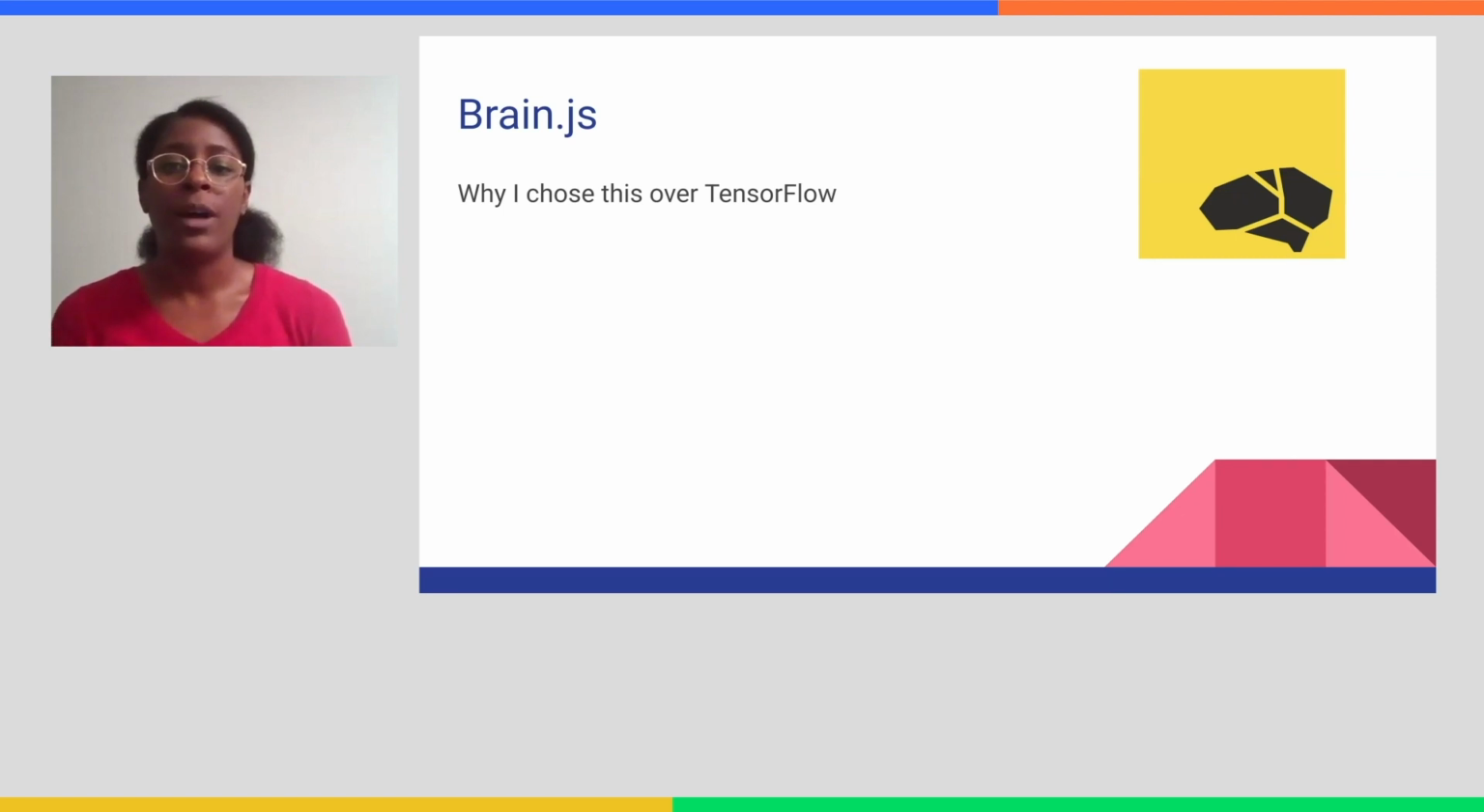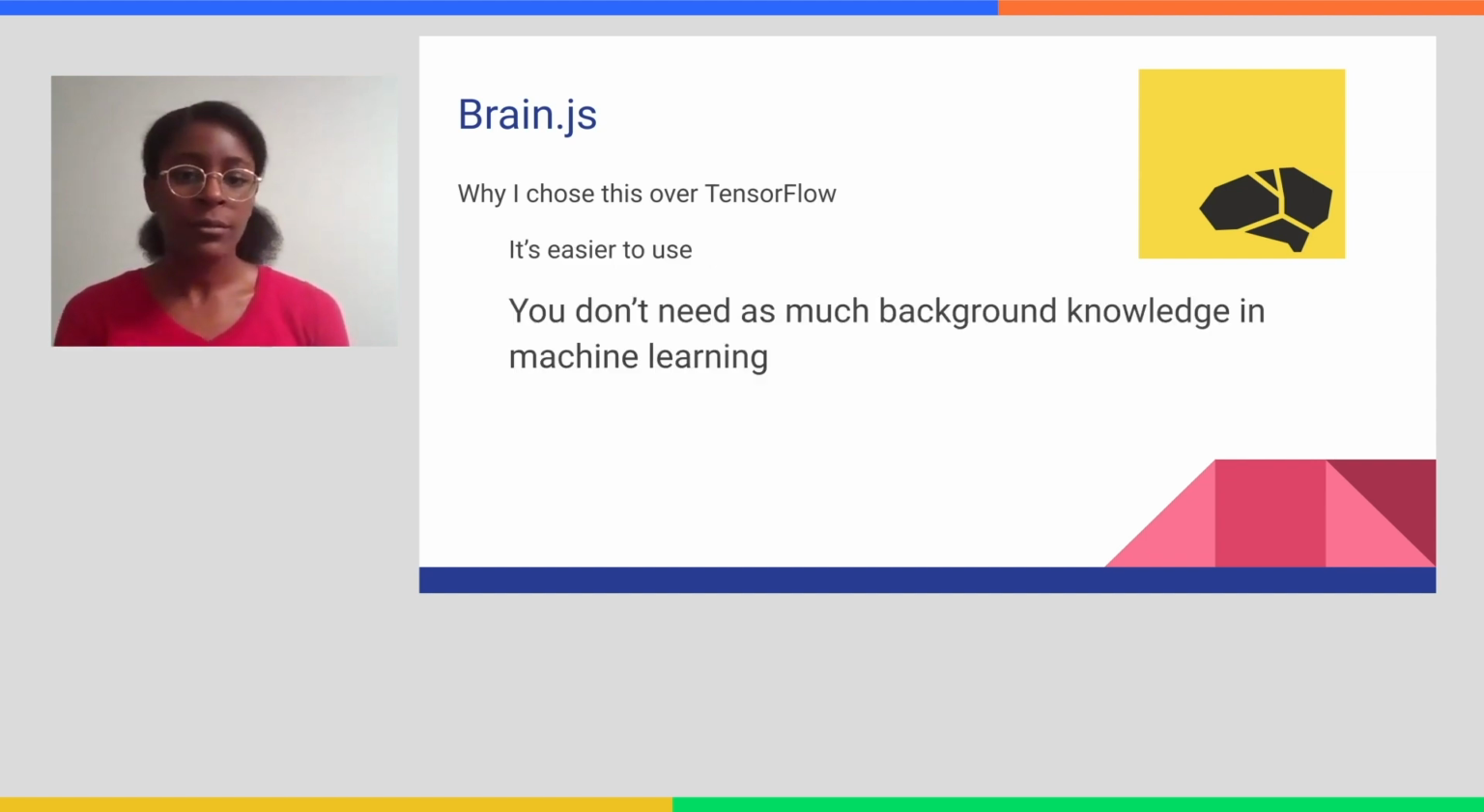Then a little bit about the library that we'll be using, which is Brain.js. I'm sure you've heard of TensorFlow, but there are a few reasons that I chose Brain.js over TensorFlow. First, it's a lot easier to use. I'm not sure if you looked at their documentation, but you have to learn a lot of new terminology and a lot of new things when you're using TensorFlow, whereas with Brain.js, if you know how to work with objects and arrays, it's really easy to get started.